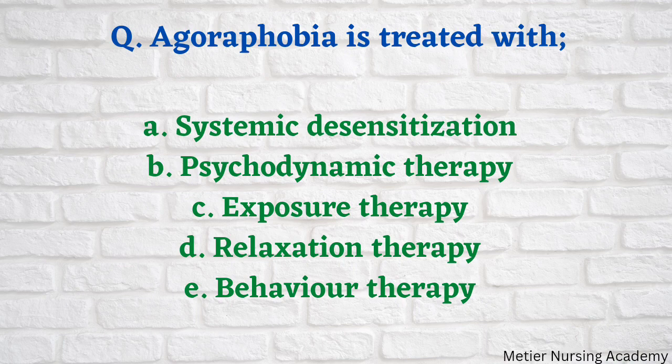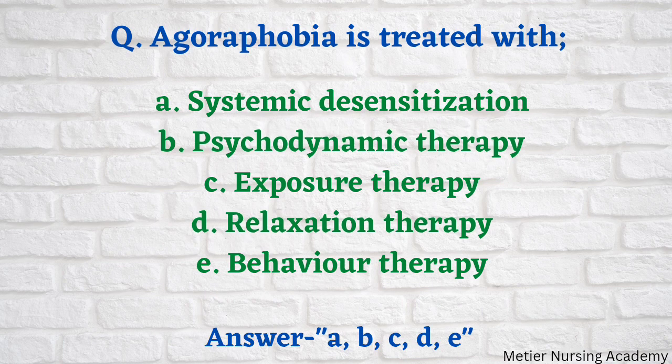Agoraphobia is treated with systemic desensitization, psychodynamic therapy, exposure therapy, relaxation therapy, behavior therapy. This question was asked in PGI December 2007. And here the right answer is option A, B, C, D and E. All are right answers. Hope everyone knows the meaning of everything: systemic desensitization, psychodynamic, exposure, relaxation and behavior therapy.